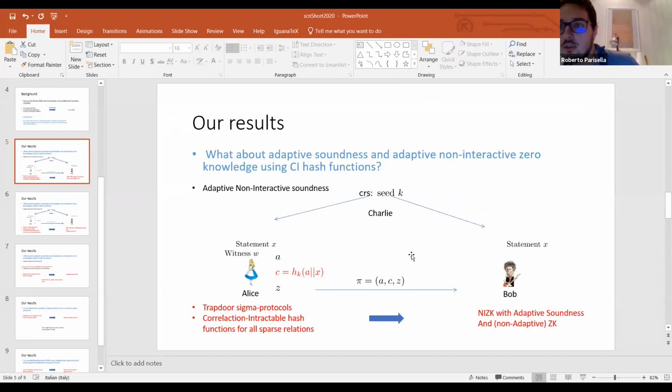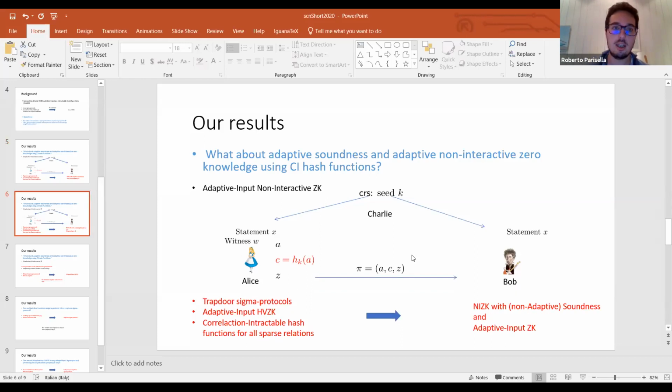Okay, relative to the NIZK, adaptive soundness is when the adversary can choose the statement adaptively after seeing the CRS. So if a NIZK has adaptive soundness, no adversary can succeed, even if he can do that.